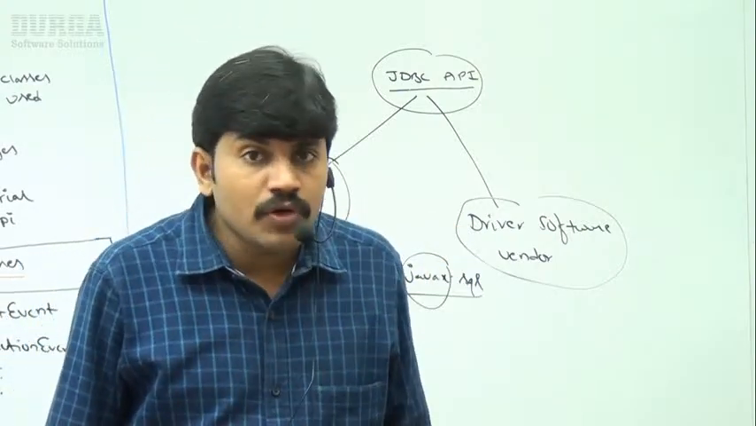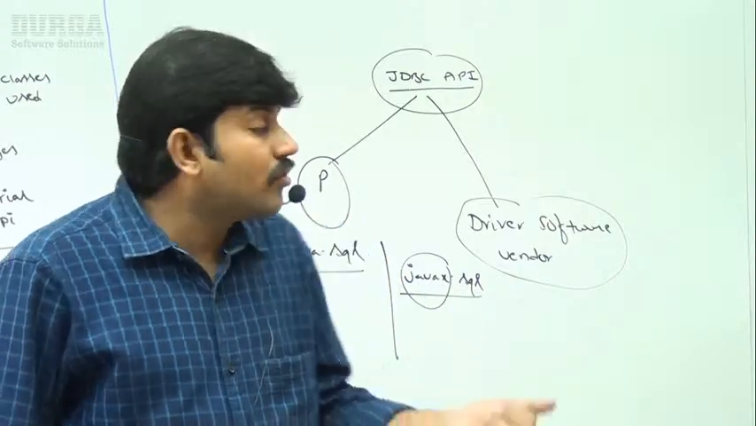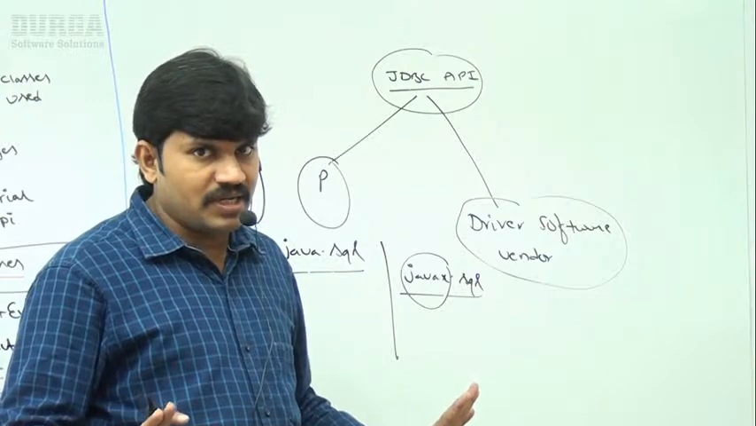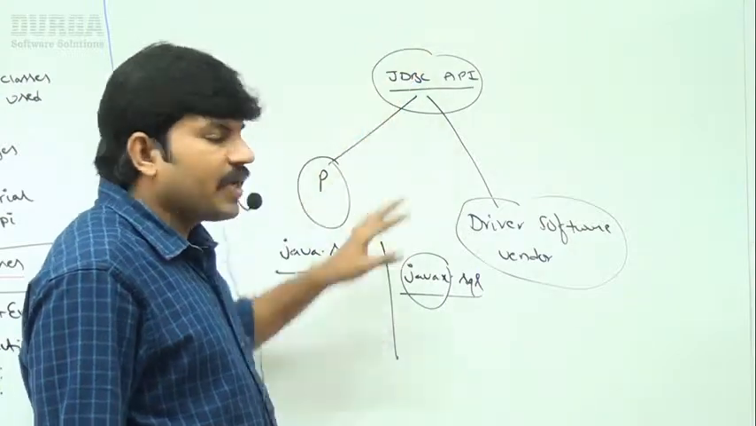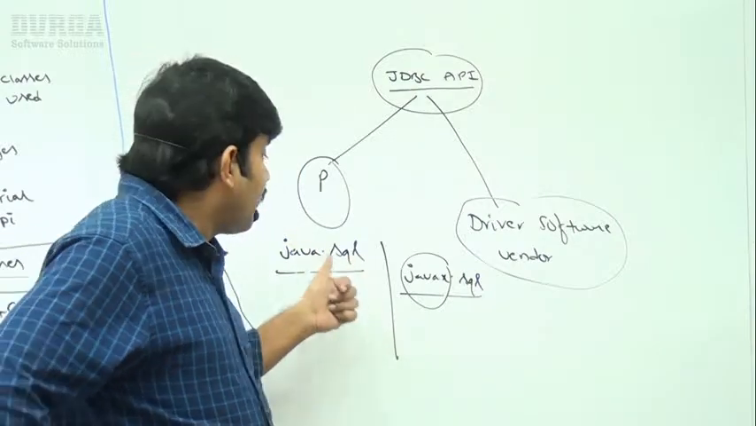I want to use RowSet instead of ResultSet. Then we should go for the javax.sql package. Are you in a position to understand, right? So the JDBC API defines how many packages, right? Two packages. What is the first one?